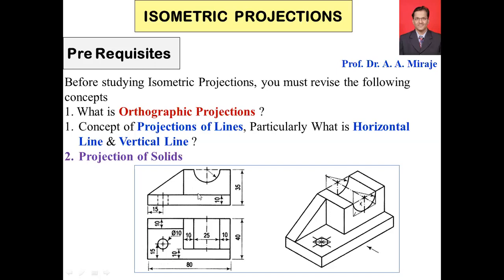Now in these 2 views, let us start with the front view to understand what is a horizontal and vertical line. In this front view, this horizontal length is 80, so this is a horizontal line. This 10 length or this 35 length is vertical, so it is a vertical line. Means a horizontal line is parallel to HP, a vertical line is parallel to VP. That is the simple concept of horizontal and vertical line as far as the front view is concerned.